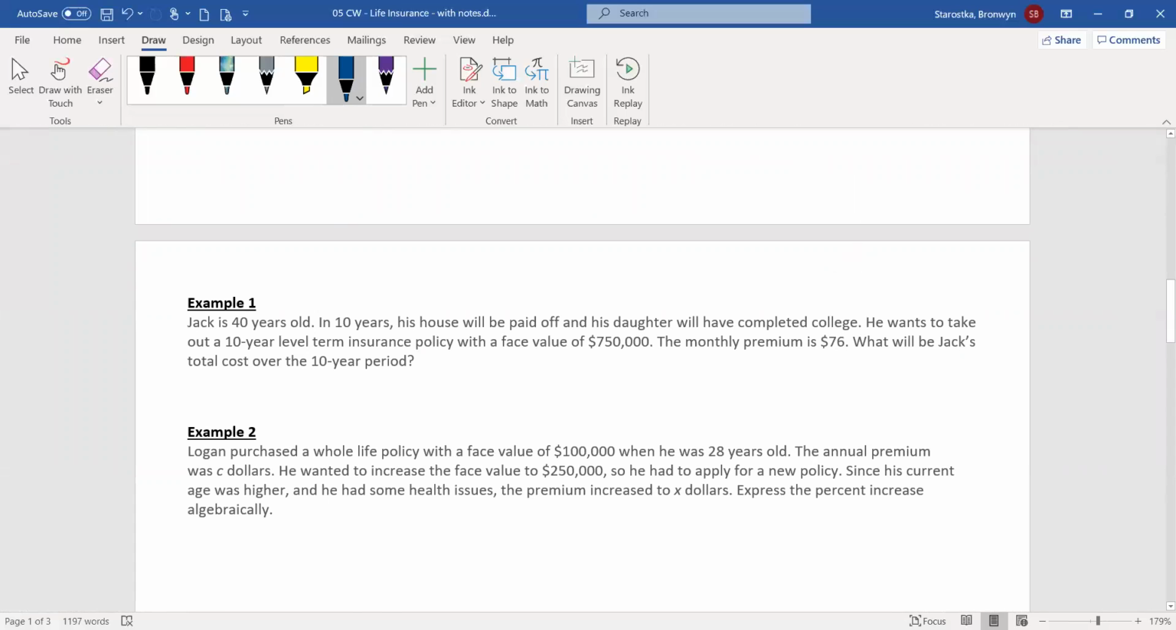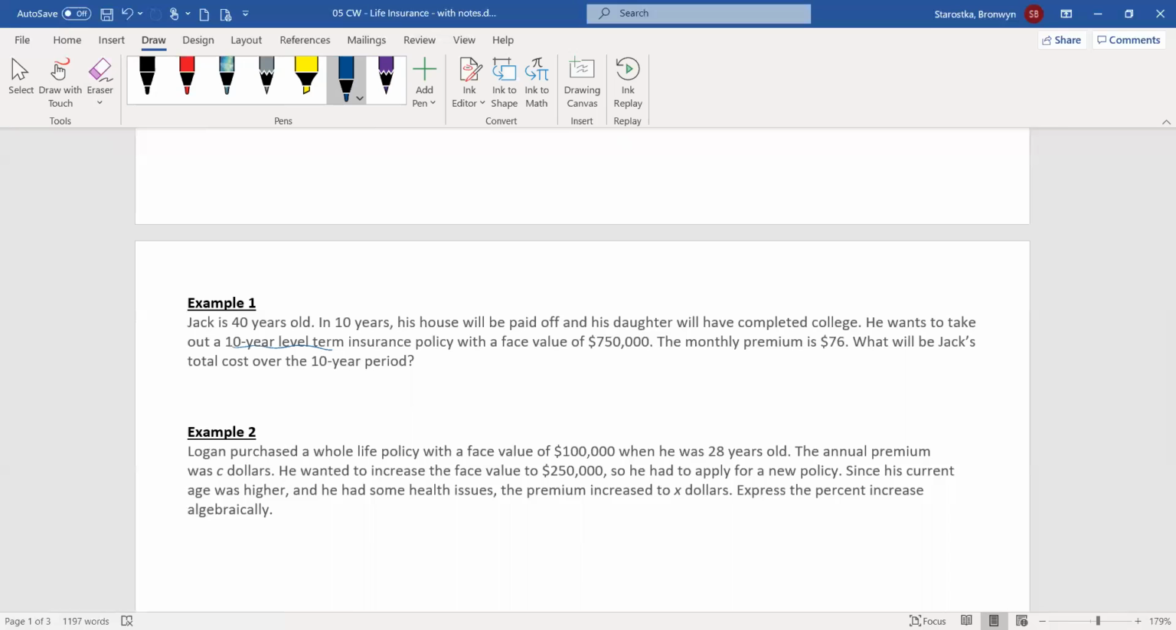Jack is 40 years old. In 10 years, his house will be paid off and his daughter will have completed college. He wants to take out a 10-year life insurance policy with a face value of $750,000. The monthly premium is $76. What will be Jack's total cost over the 10-year period?